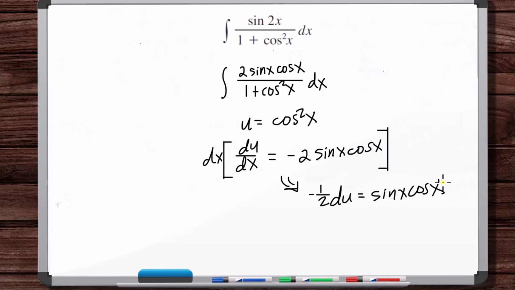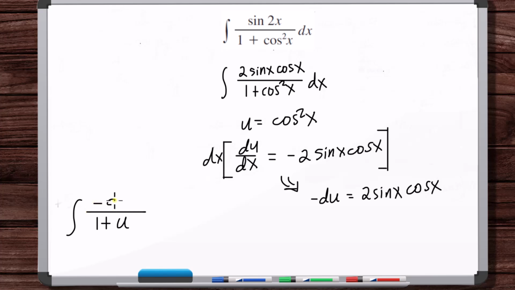Well, no, we don't want to do that. It would just be, no, we would say minus du is equal to 2 sine x cosine x. So, okay, we make the substitution, and we've got 1 plus u, not u squared, just because u is cosine squared, and then minus du. Okay, so now we need to make another substitution.